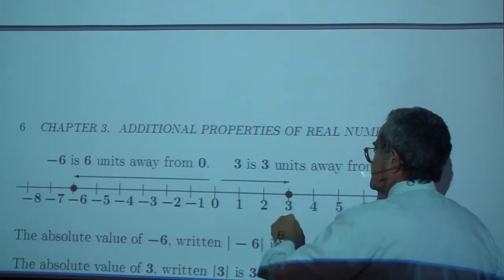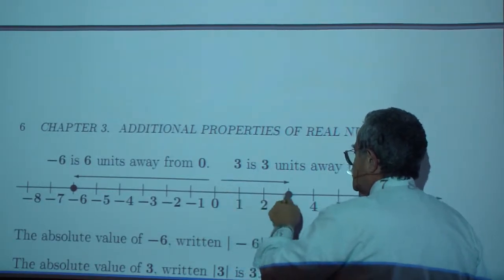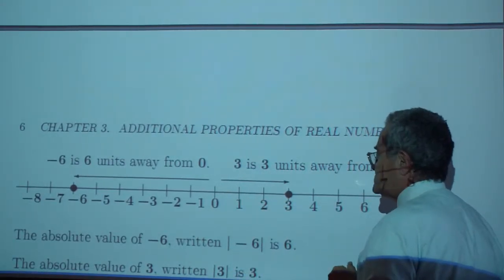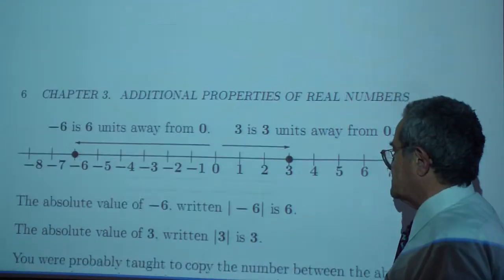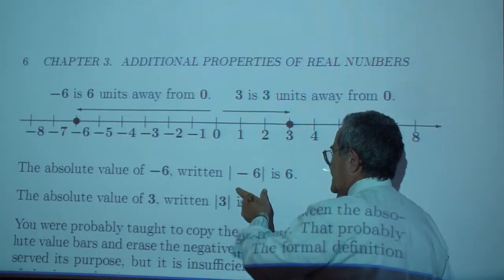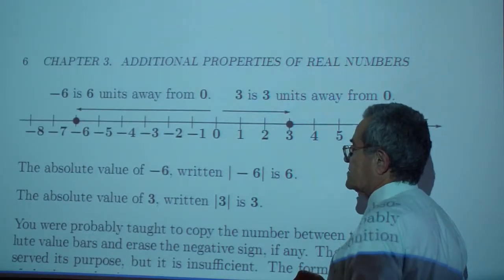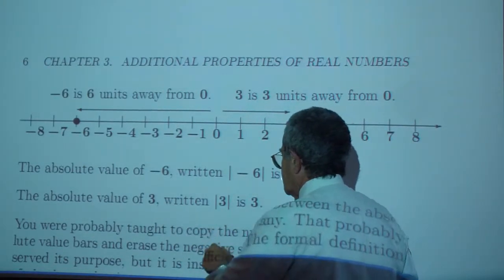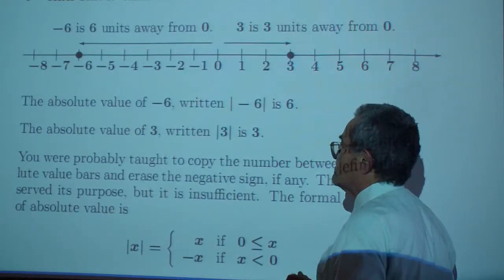The absolute value of 3 is +3, because the number 3 is 1, 2, 3 units away from 0, and it doesn't matter whether it's to the right or to the left. The absolute value of -6 is written as -6 between two vertical bars, and it's equal to 6. The absolute value of 3, written as 3 between two vertical bars, is equal to 3.